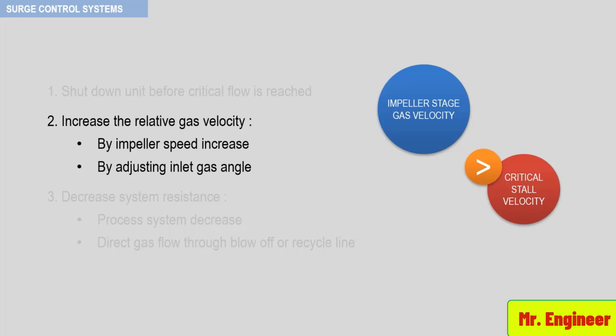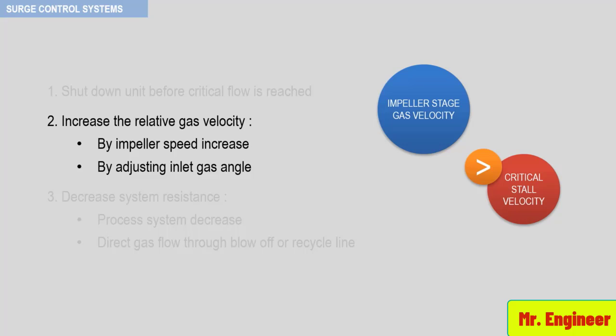The second option of increasing the relative gas velocity can be achieved by either increasing the speed of the impellers or by adjusting the inlet angle of the gas relative to the impeller vanes. Both alternatives result in the increase of compressor energy and should provide the higher velocity through the impeller.